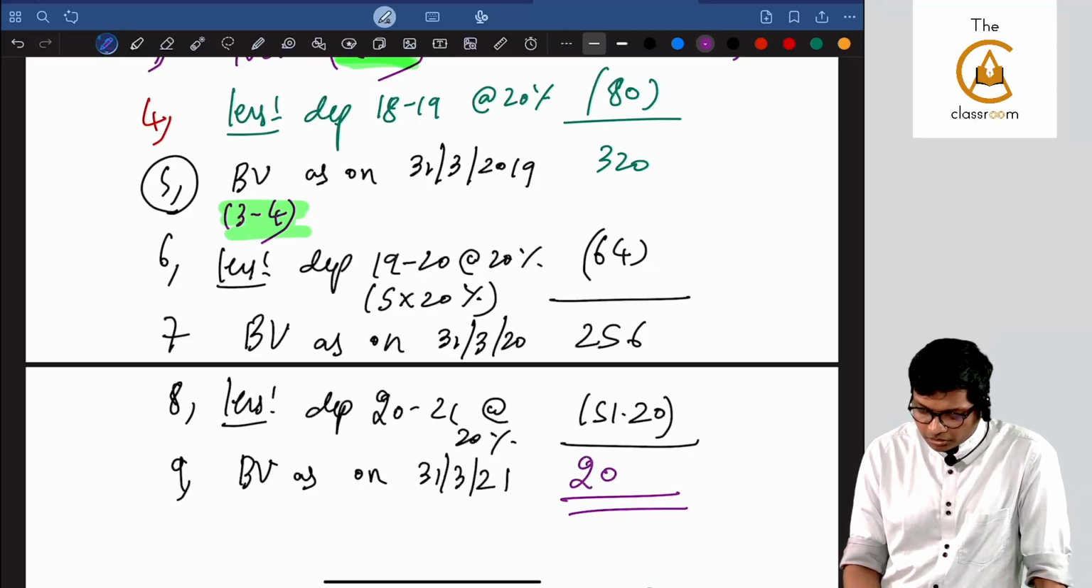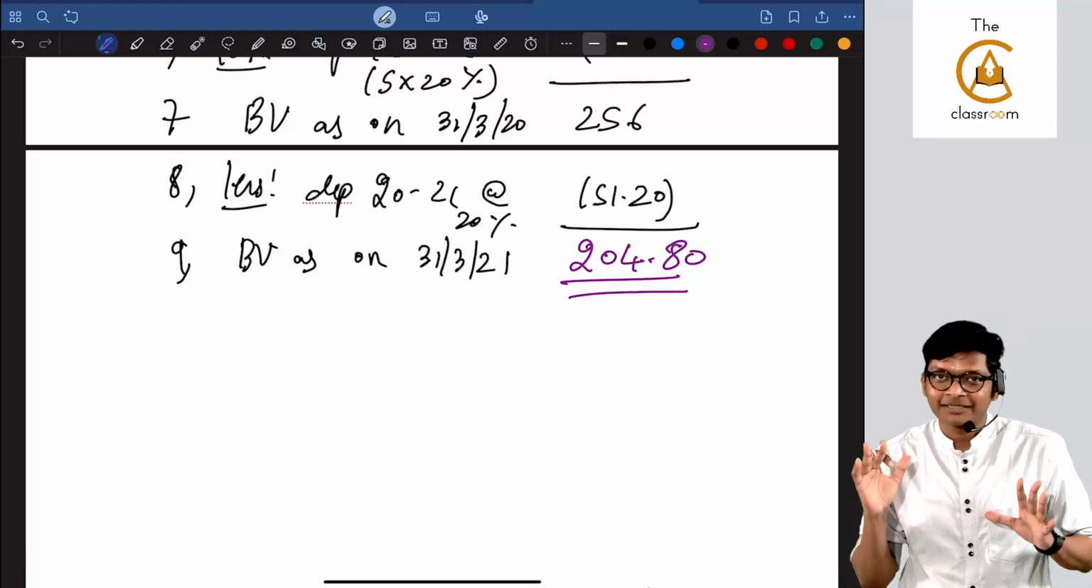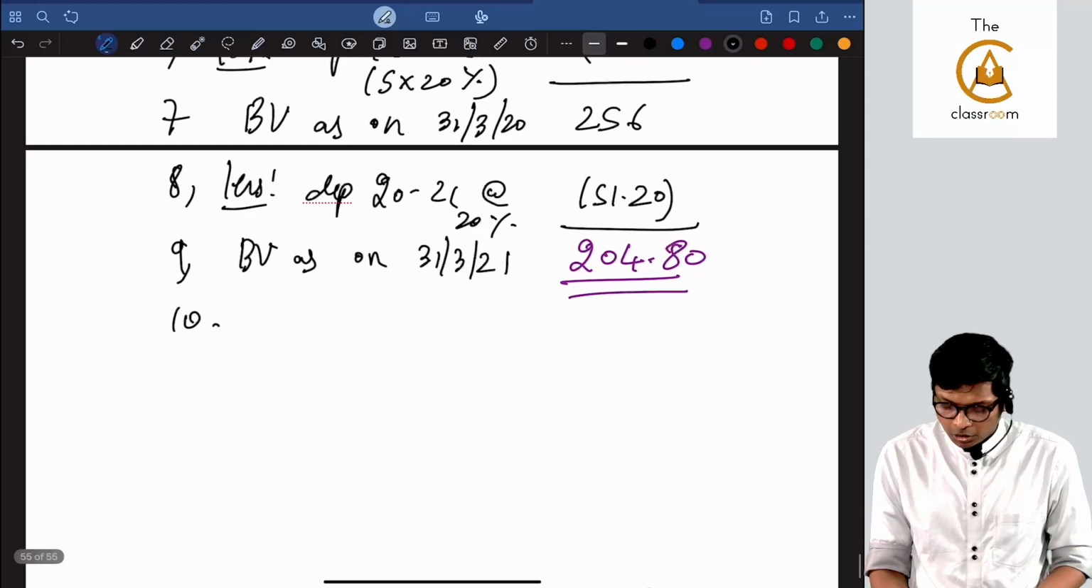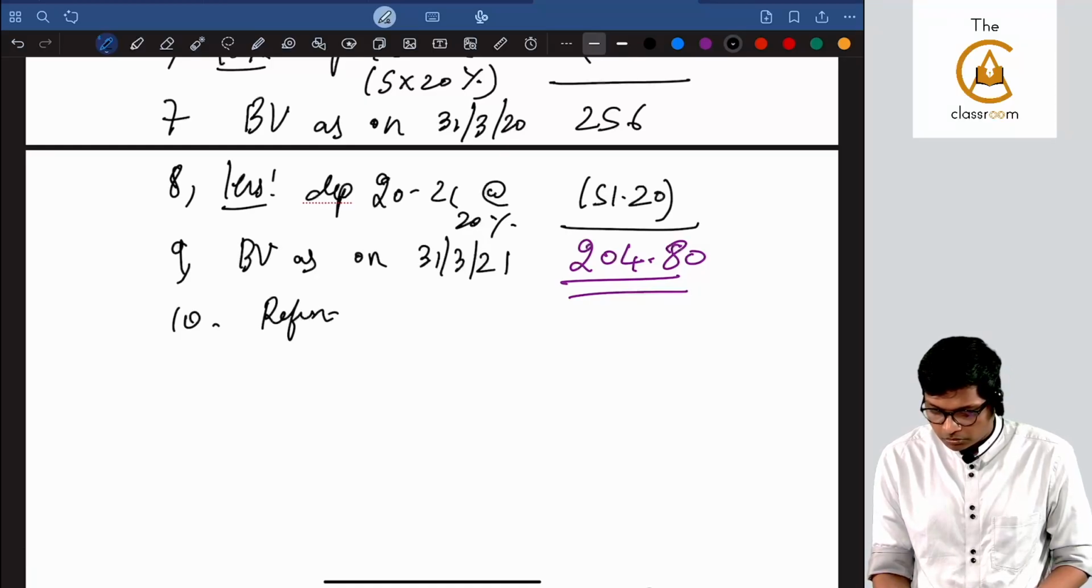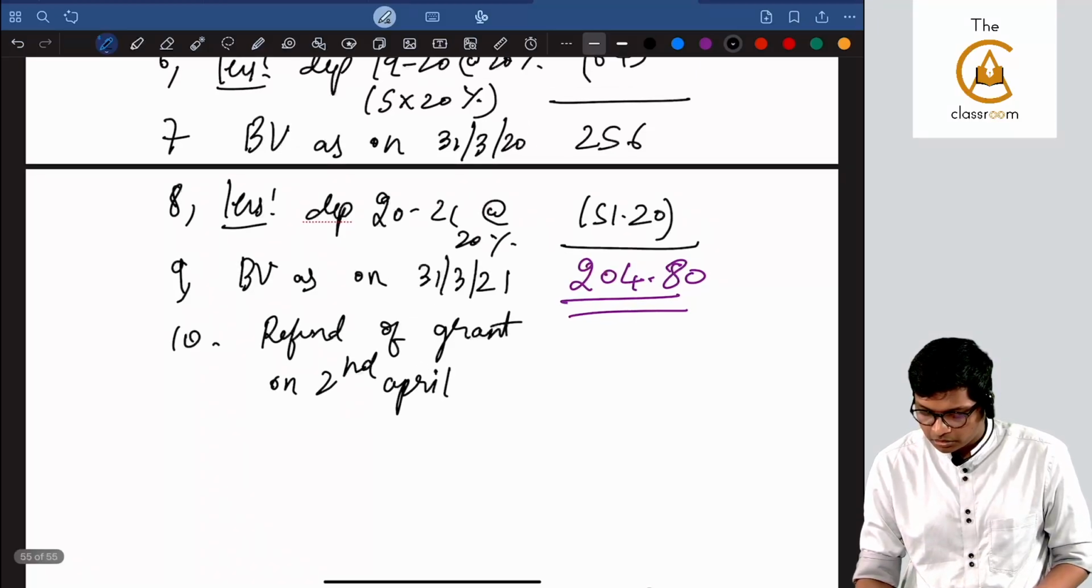Those who are watching recording, just keep seeing what I am doing and sleep off, okay, instead of solving. 10th one. Now, refund of grant on 2nd April, add how much? 100 lakhs will be added.